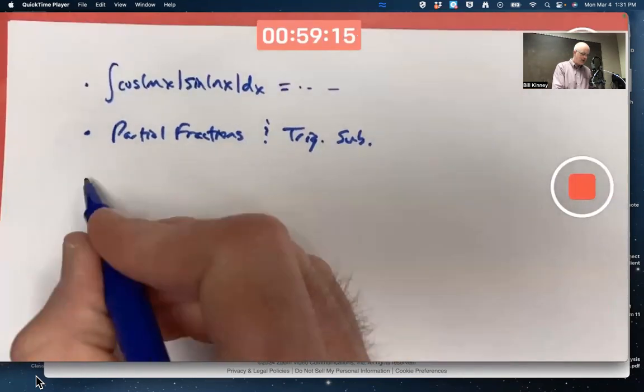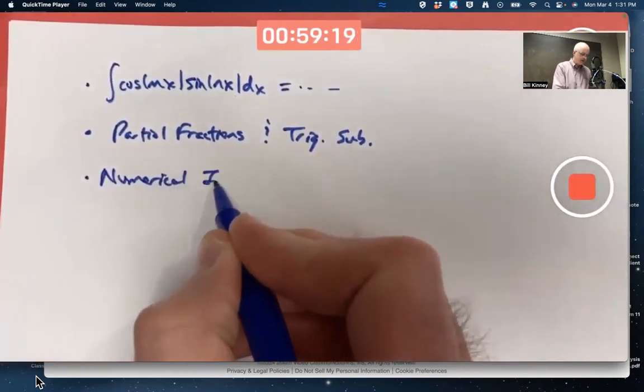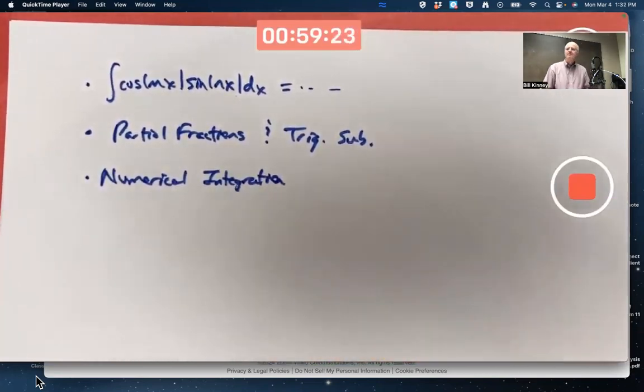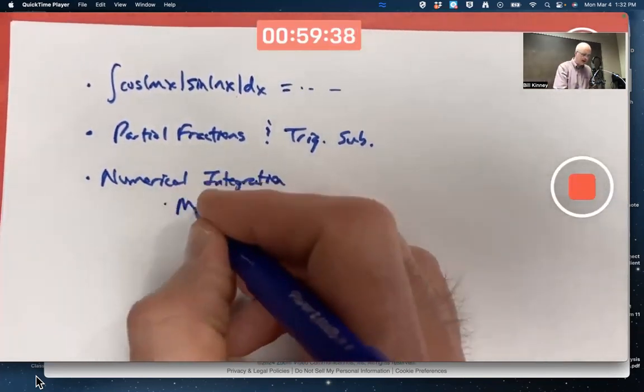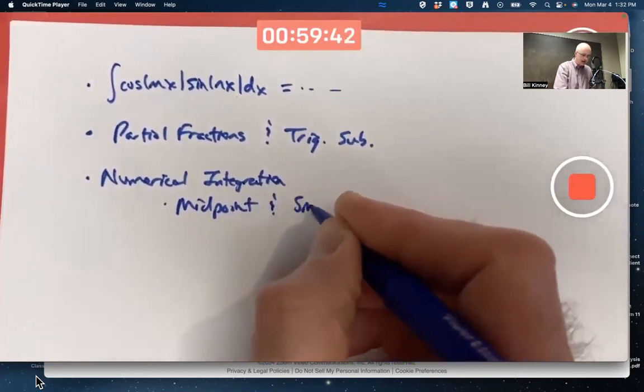We moved on to numerical integration. New topics. Going beyond the basics in chapter 5. The basics in chapter 5 were left-hand rule, right-hand rule, trapezoid rule. Trapezoid is the average of left and right. New topics, new methods included the midpoint and Simpson's rule.